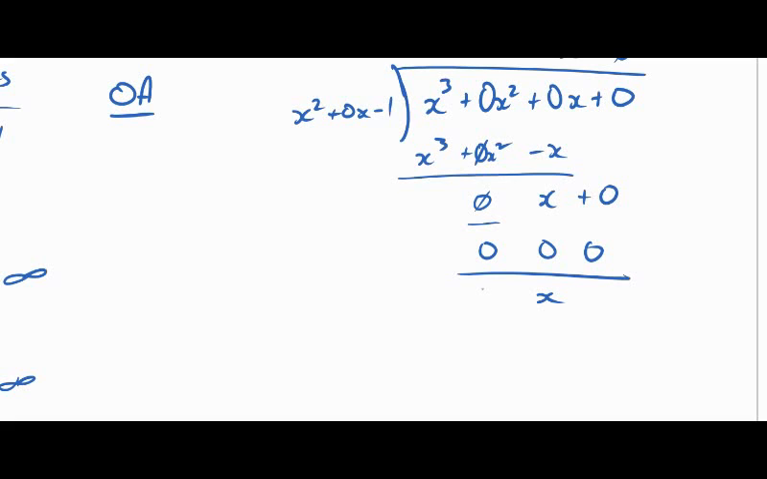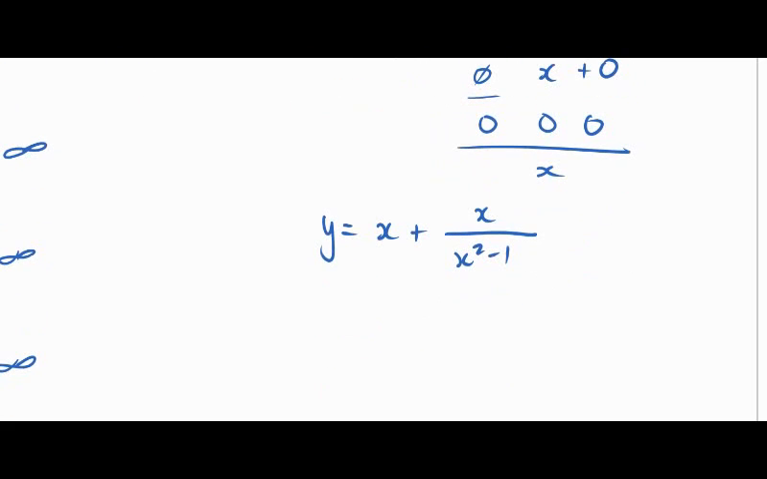So I'm going to make my statement y equals x plus x over x squared minus 1. So my oblique asymptote is y equals x, and my remainder function is x over x squared minus 1.